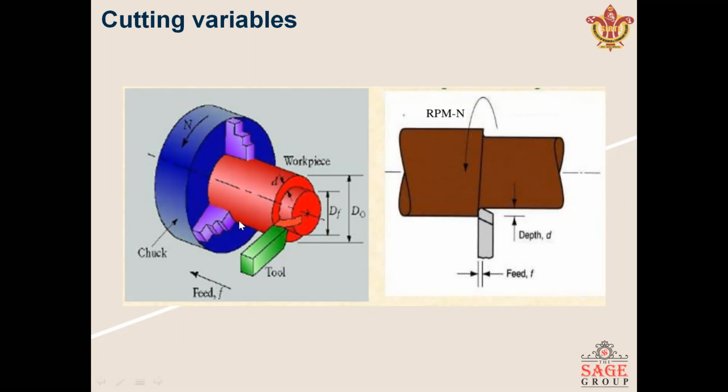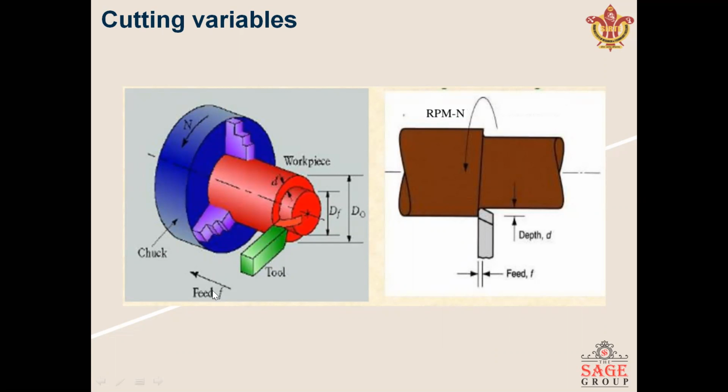And this is the workpiece, this is having a rotation. Now this is the D. The difference between DO and DF is D. This is the depth of cut. And we are feeding the tool. This is the green color tool, and this is not a green color tool. We are denoting this as green color for differentiating the total setup. And this is the feed in the direction.